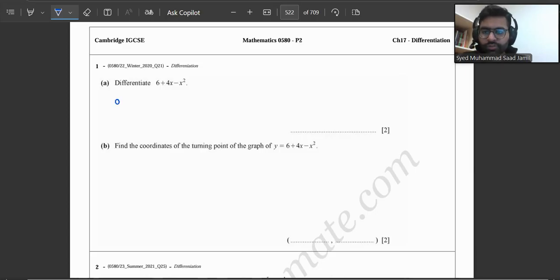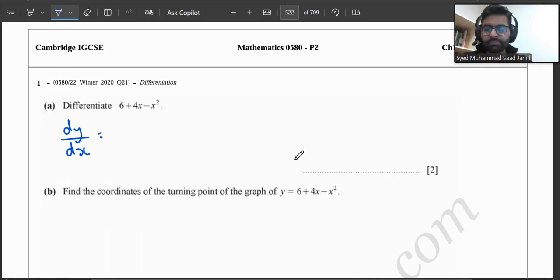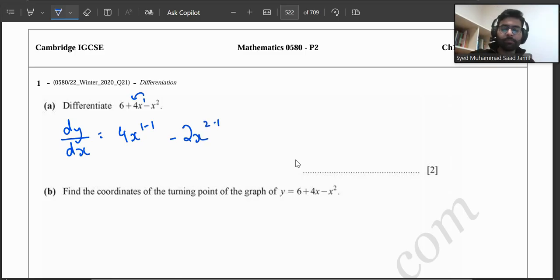So first of all, when you differentiate dy over dx, look, with 6 you do not have any number, right? Since you do not have any number with 6, 6 will be finished. Plus 4x means 4x to the power of 1. If I write 4x or if I write 4x to the power of 1, both mean the same thing. So this 1 will multiply with 4, x raised to power 1 minus 1, and minus this 2 will multiply with x, 2x, 2 raised to the power 2 minus 1. We always multiply by the power and then subtract 1 from the power.